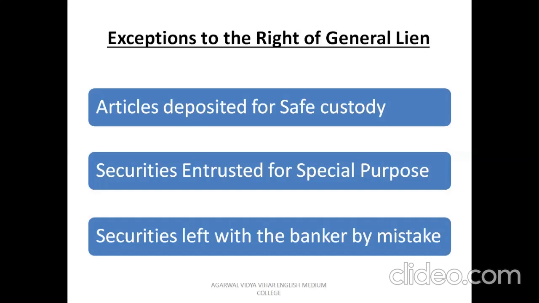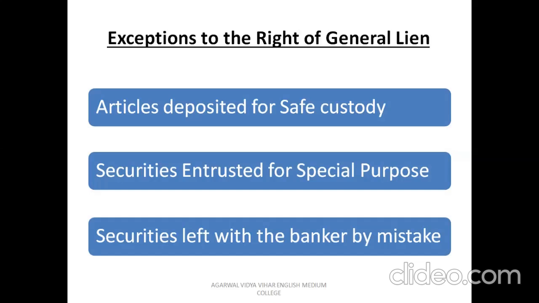Why? Because the customer forgot the document at the premises of the bank. The customer forgot to pick up the document. So the securities, or you can say the documents, which are left with the banker are left by mistake. So it is the duty of a banker to safeguard them and not to exercise the right of general lien on that type of property. I hope it is clear.